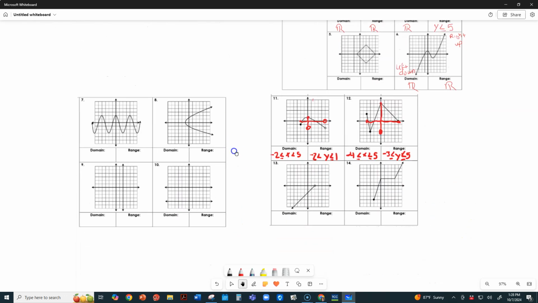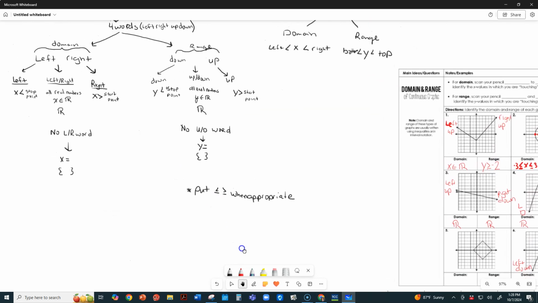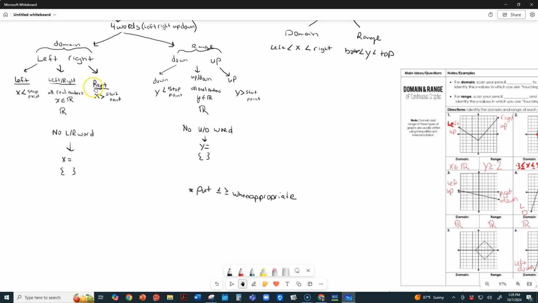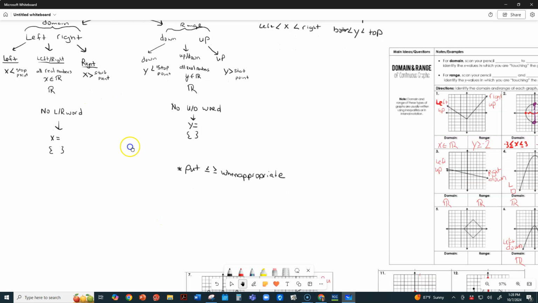Okay, we've got some special cases over here. Here we have an arrow on the right side and it's going up. We still have another arrow on the right side. We're still on the right side, but this one's going down. So we use the words up and down. So that means the range is all real numbers. We only use the word right. So anytime we only use the word right, it's x is greater than.